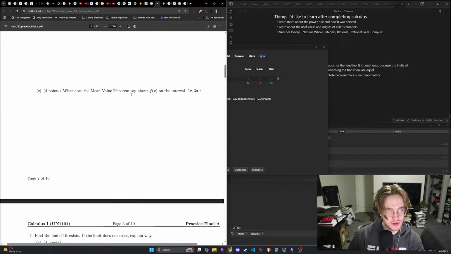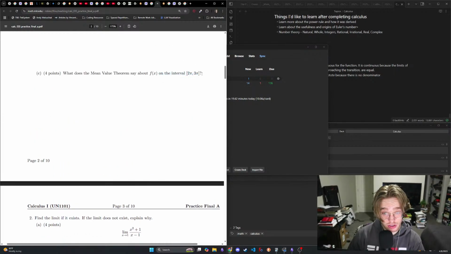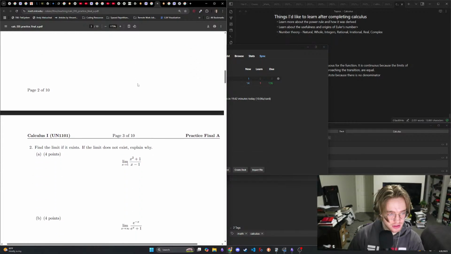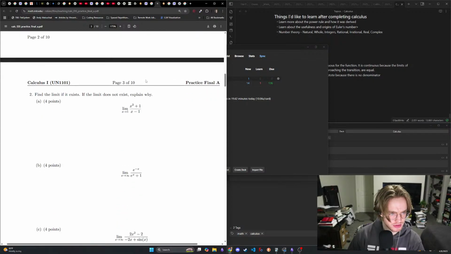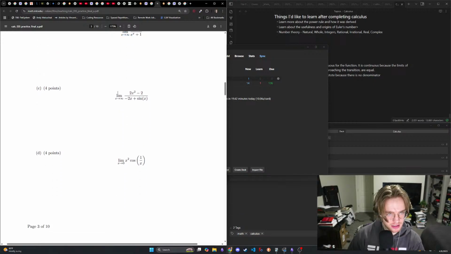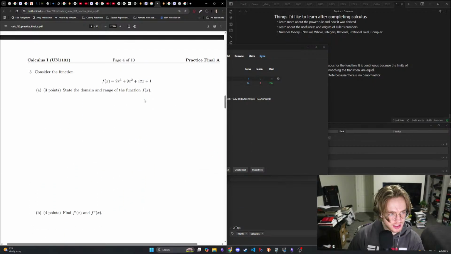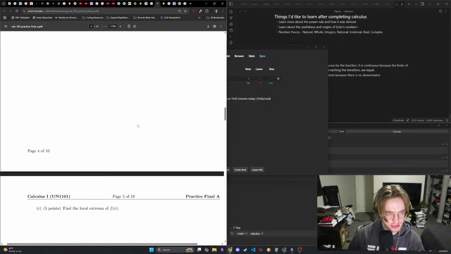And then, okay. I know that one. So this one's about the mean value theorem on the closed interval of pi 2 and pi 3, or pi times 2, pi times 3, I don't know how that's verbally described. Find the limits. Okay, I think these will actually be not that bad. Consider the function, state the domain and range. I think I will need some additional looking into for that. I feel like I'll be able to find the first degree and the second degree derivatives.